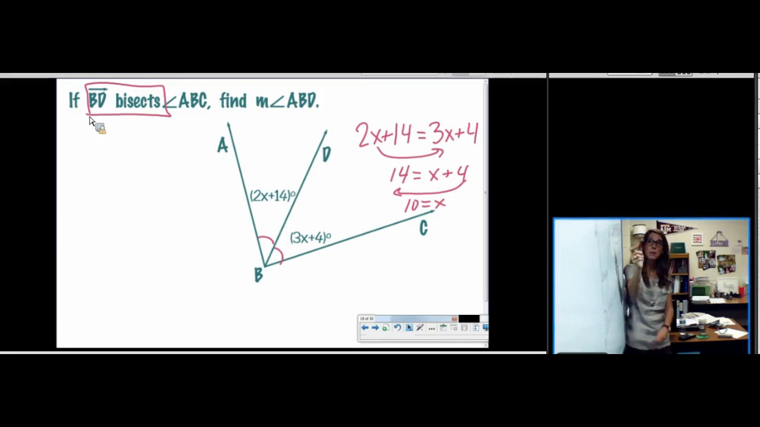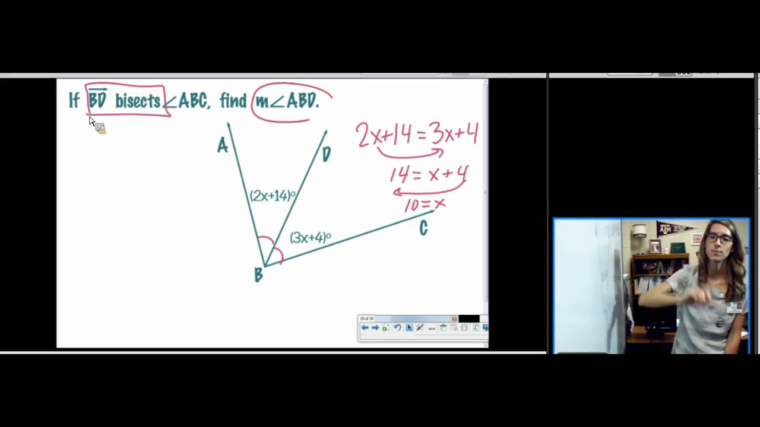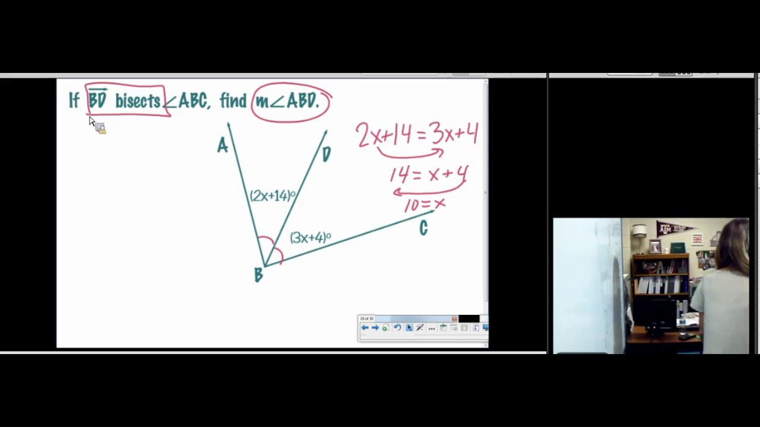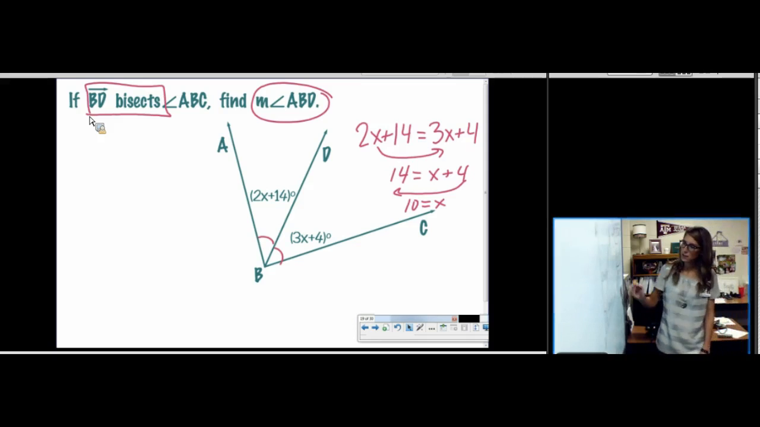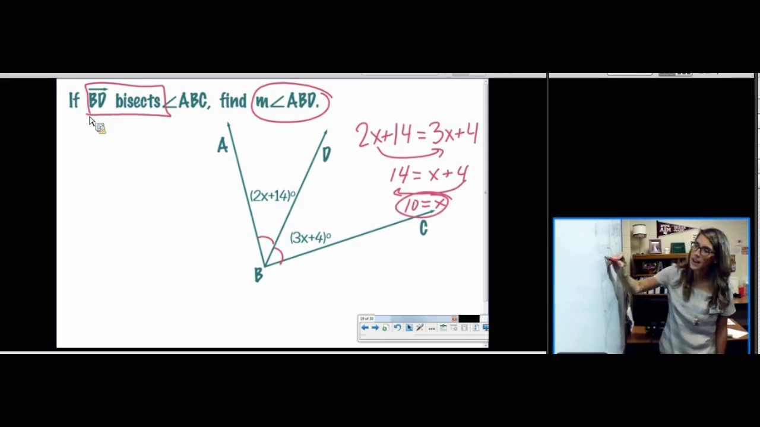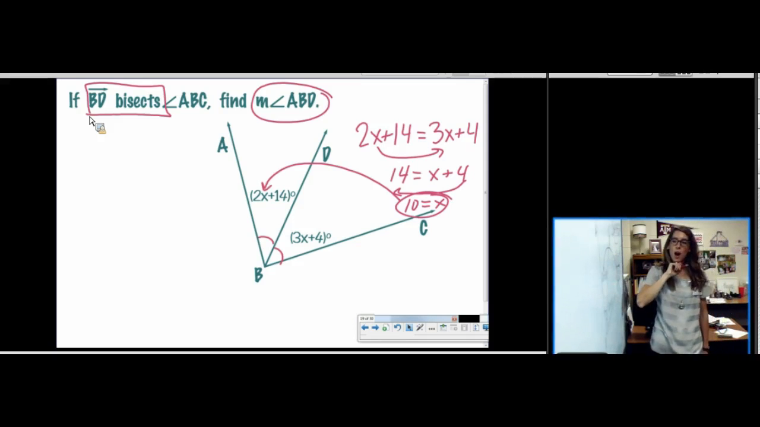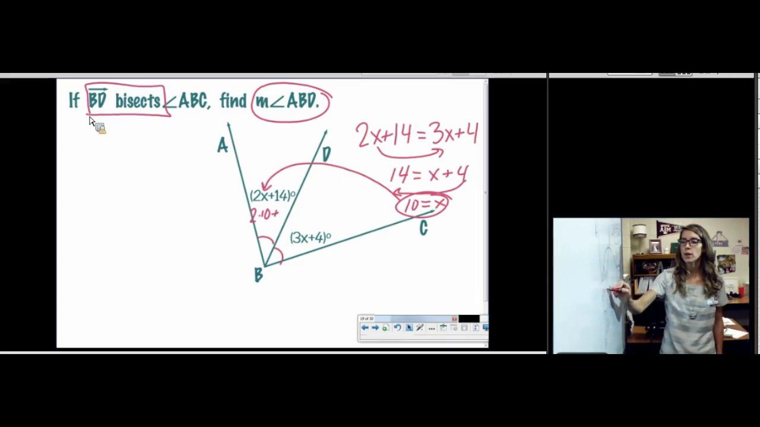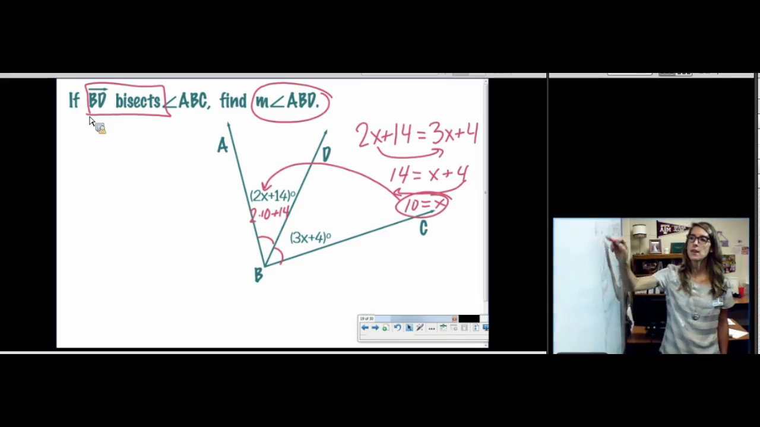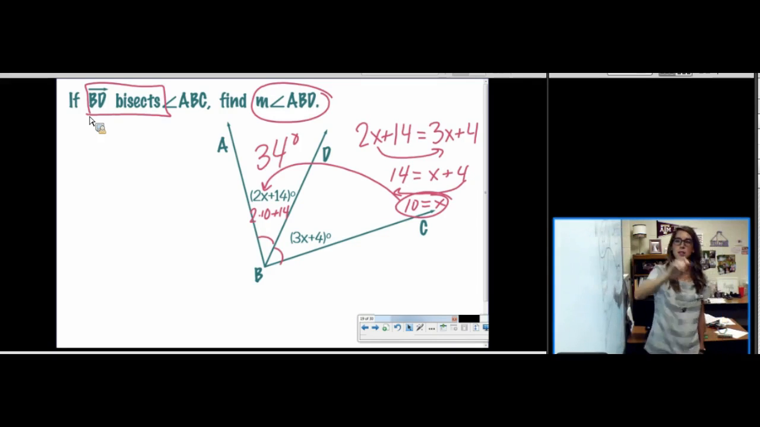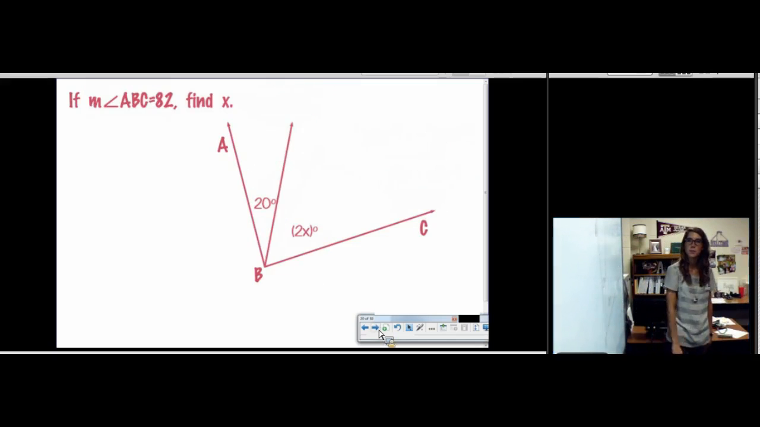Now I need you to tell me what the measure of ABD is. So you take x, which is 10, and you plug it in. X is now not a mystery anymore. We know it. 2 times 10 is 20, plus 14 is 34. That was a 34 degree angle. The answer was 34. Moving on.